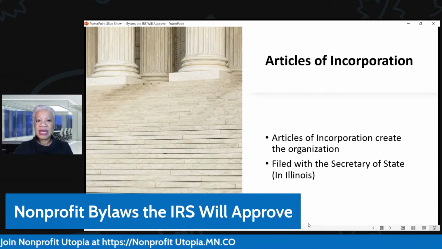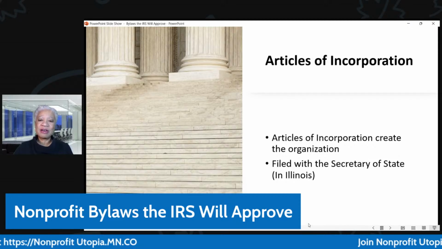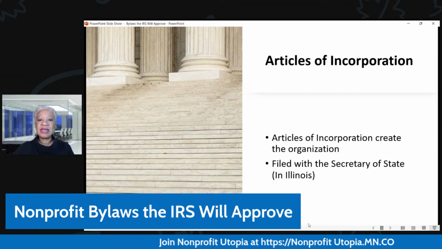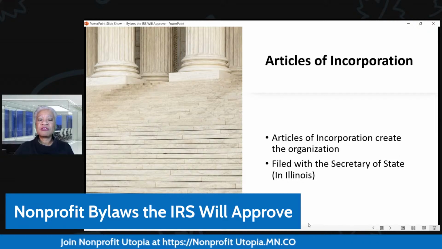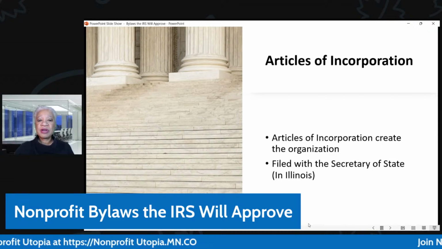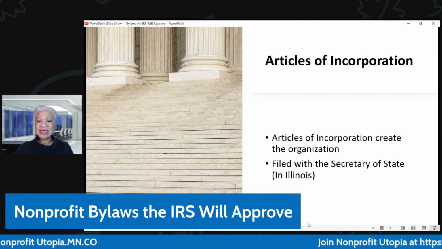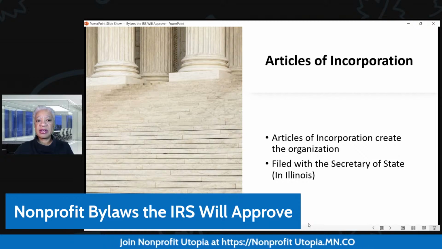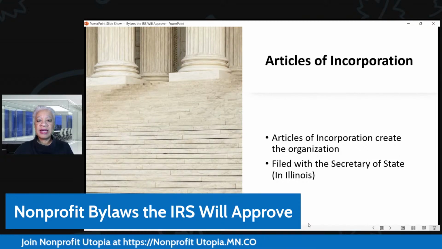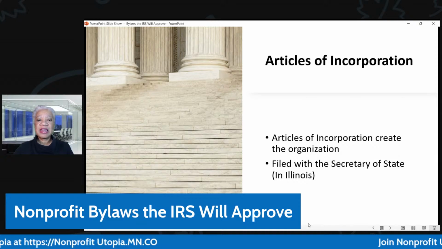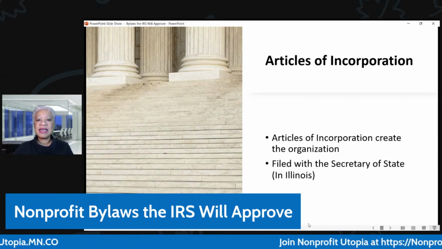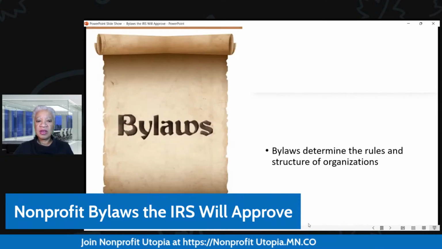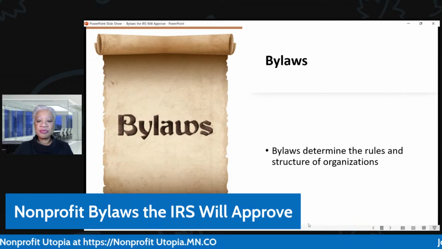And like I said, we're not going to talk about articles of incorporation, but we're mentioning them just for clarity's sake. So the difference between the articles and the bylaws: the articles actually create the organization. And in the state of Illinois, you need to file those articles with the Secretary of State in order to become a legal entity. Filing with the Secretary of State only makes you a legal entity. It does not give you tax exempt status. All right, bylaws, which is the reason we're here.